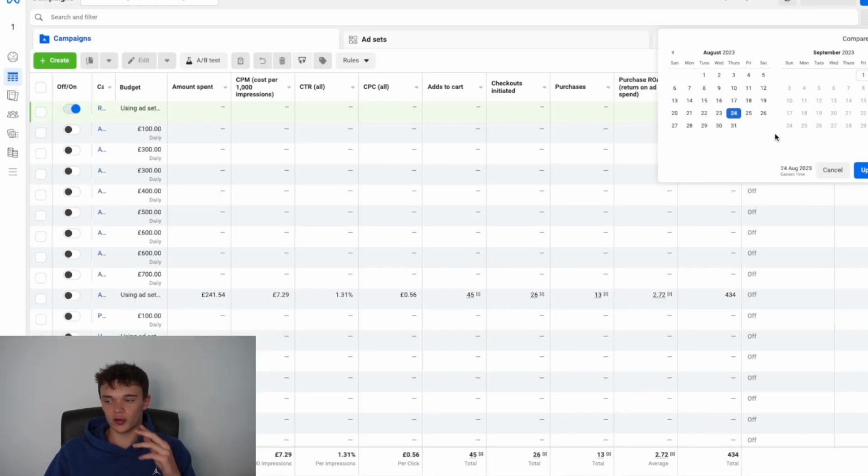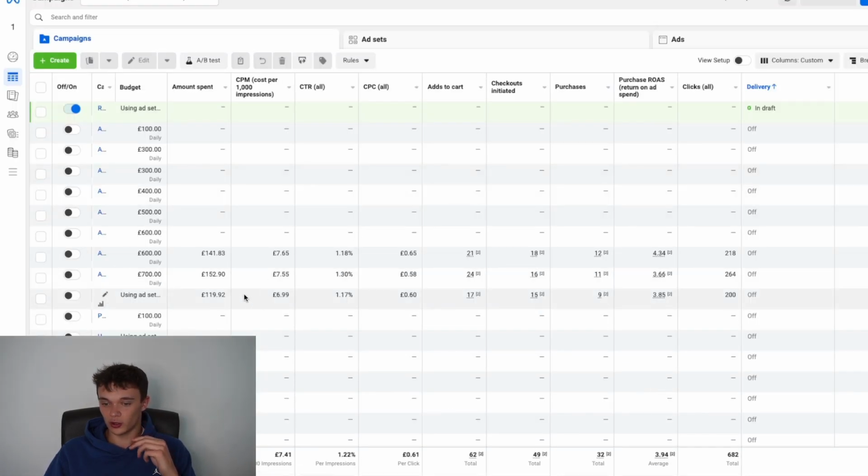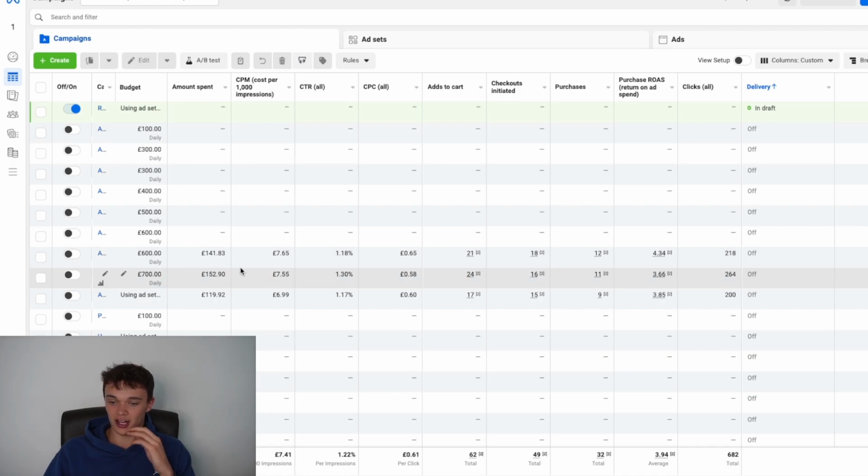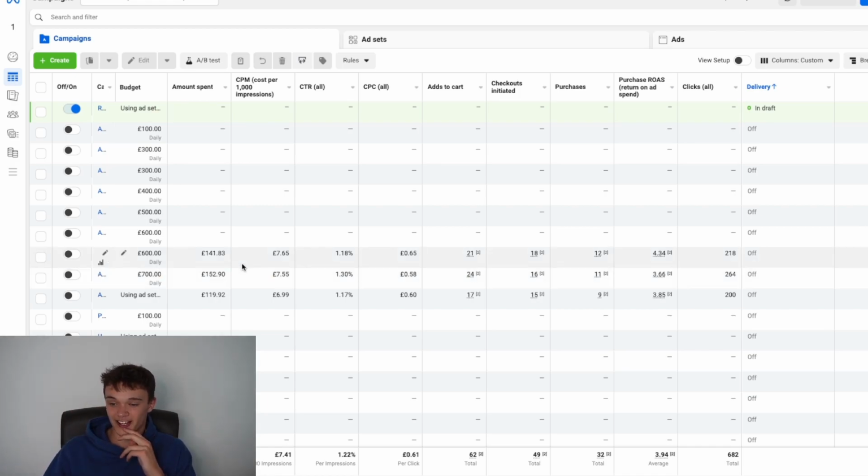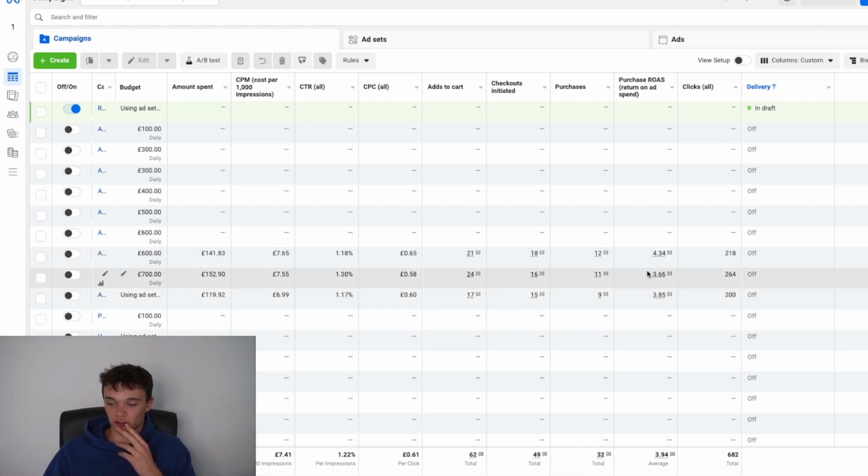So on the 24th of August, we launched 2 new CBOs, and these would have been at £100 per day, but you can see that they've spent 150, and that's because I increased the budgets during the middle of the day because Facebook was giving me really good ROAS. So I increased them from 100 to 200. And it worked very well. I mean, first day CBOs to get 4 ROAS and 3.6 ROAS, that is crazy profitable.